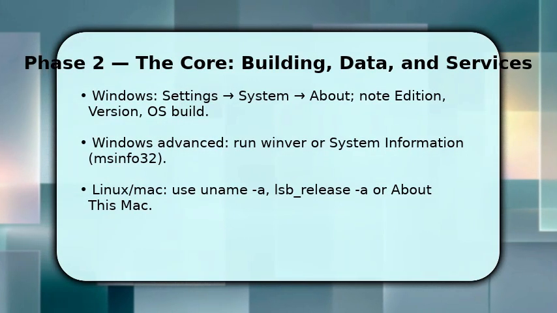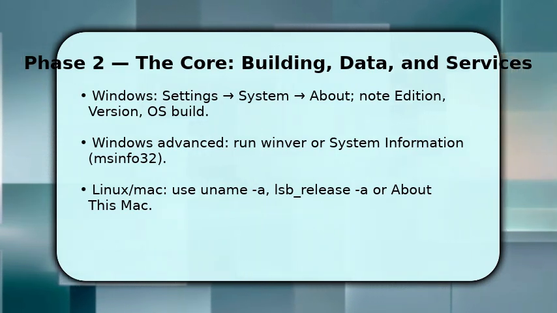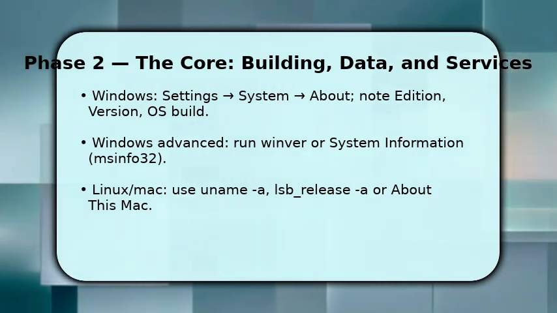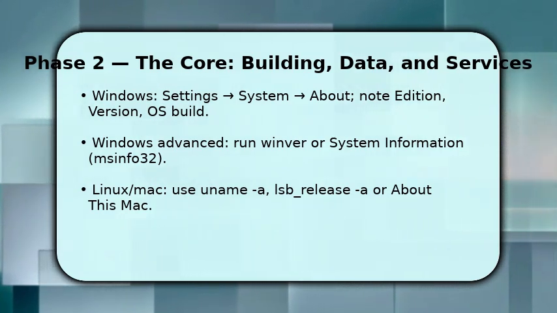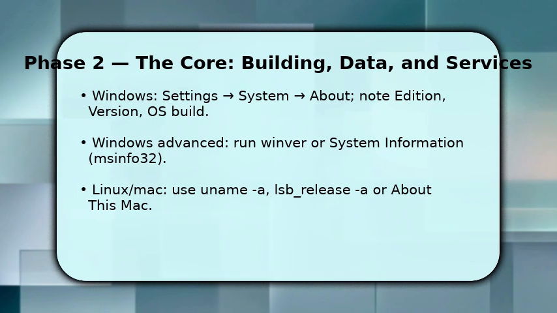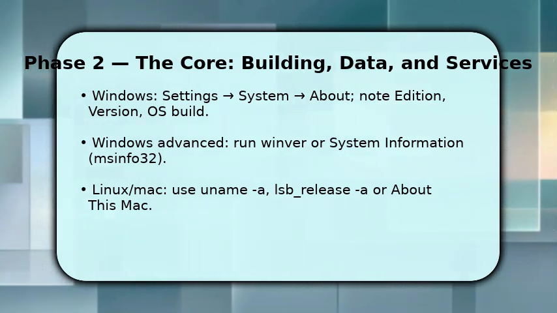You next gather the specific version identifiers so support or updates match exactly. On Windows, open Settings, then System, then About, and read Edition, Version, and OS build. Alternatively, run winver.exe or msinfo32 for detailed fields.